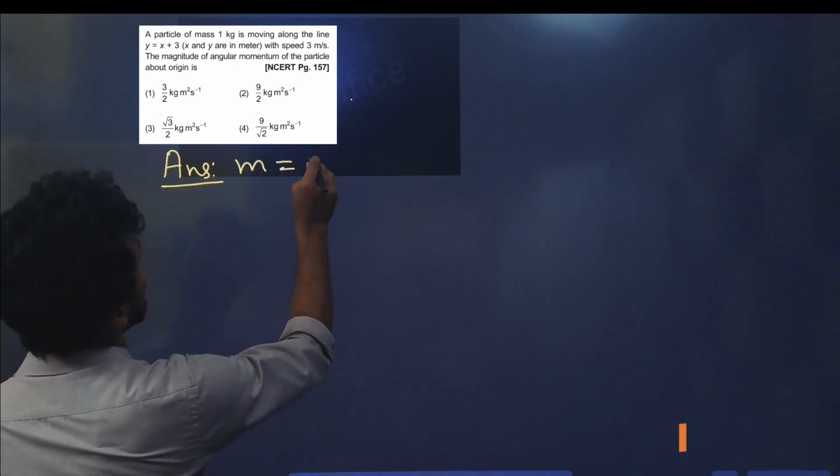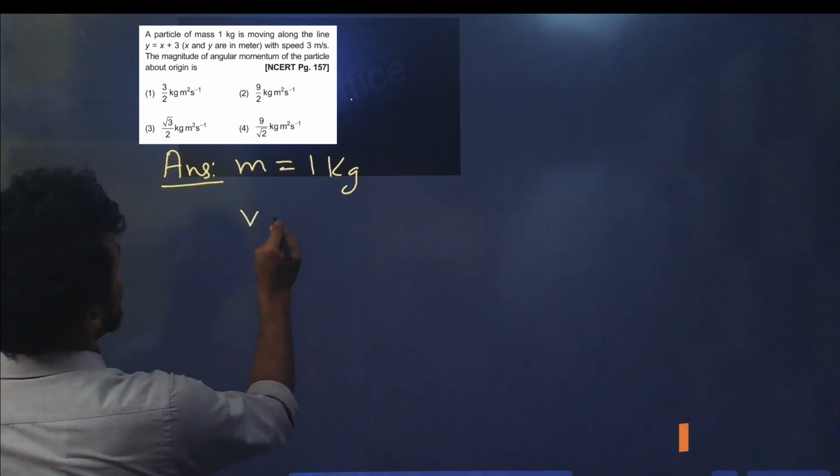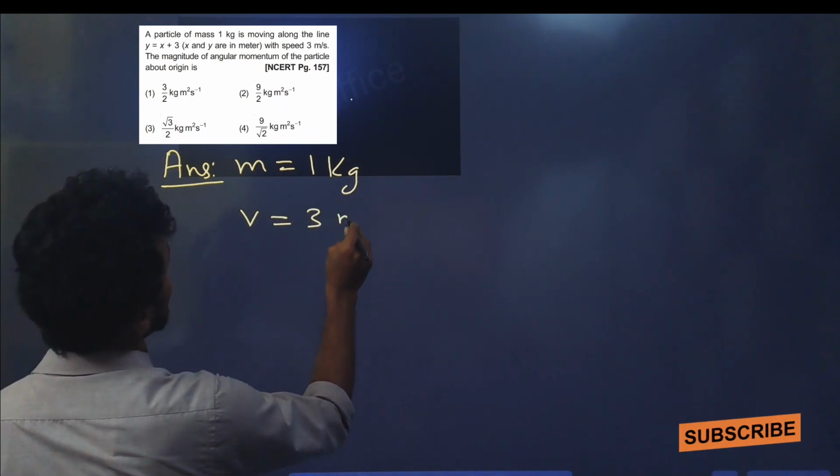Again, first let's write down the data here please. M equal to how much is given? 1 kg. After that, how much speed is given? Speed of the particle is given here as what?